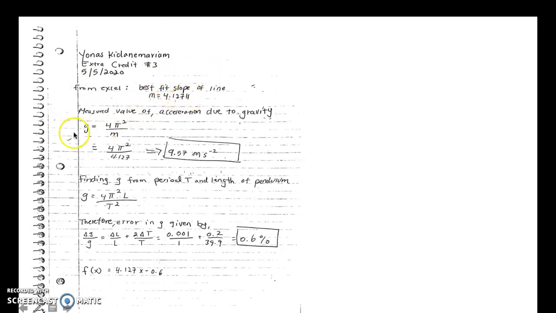So to get the measured value of acceleration due to gravity, g equals 4π² over m. M, we get that number from the best fit line, which is a slope of about 4.127. When I calculate this out, I get about 9.57 meters per second squared. And then this here is just finding g from period T and length of the pendulum.